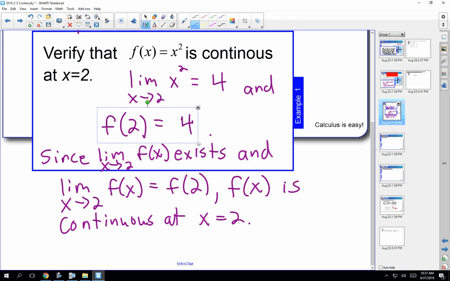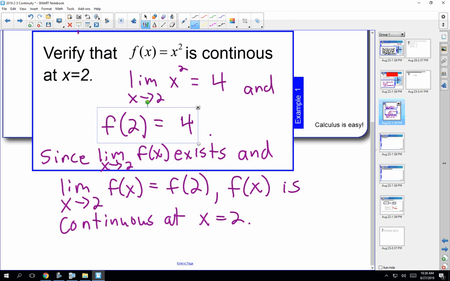Or for the vertical asymptote, the point in question would be the vertical asymptote. So you'd say the function is not continuous because at x equals 0, for example, the function is not even defined. So you could argue that in different ways. You could say the limit doesn't exist and there's no way it could equal the value of the function because it's not even defined there.